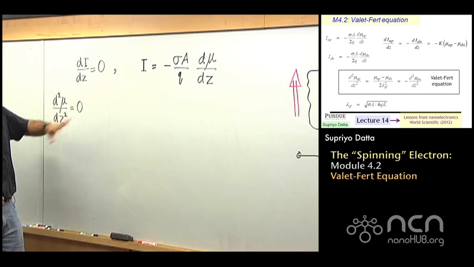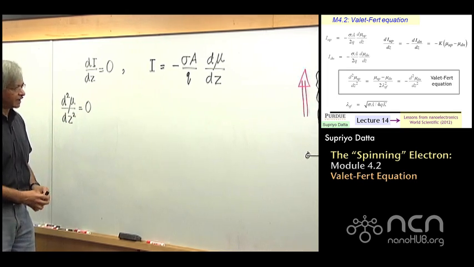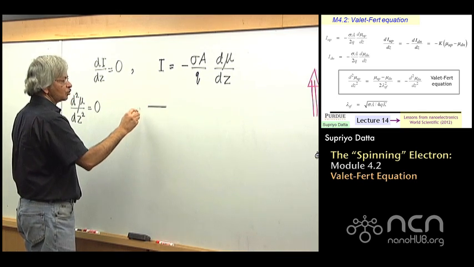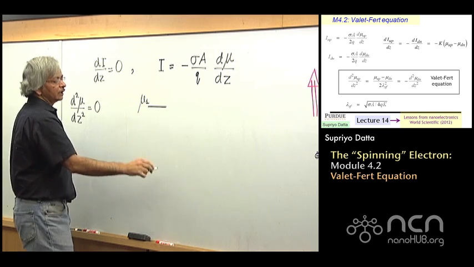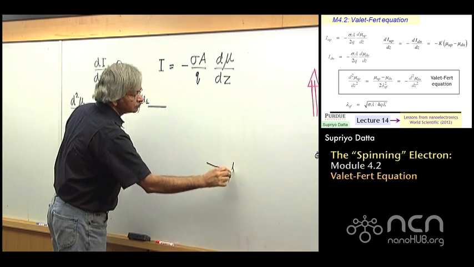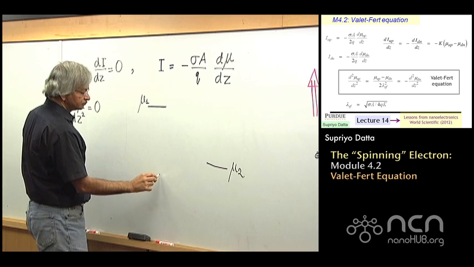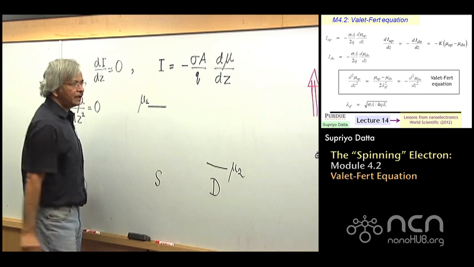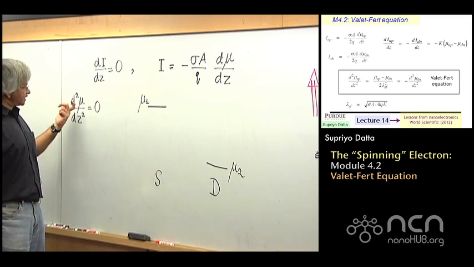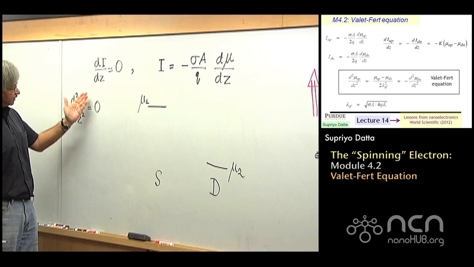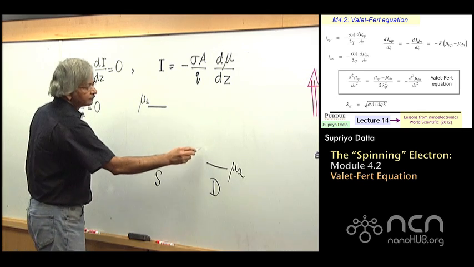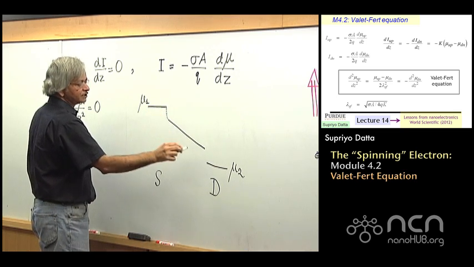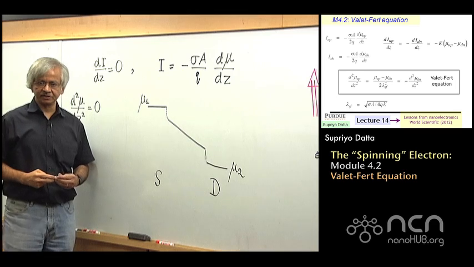If you try to plot this across the channel, you'd have something like this. You have one end of the channel, the source, where you have mu1, and another end, the drain, with mu2. Since the second derivative has to be 0, it means it will be linear across the channel. And as we discussed, near the ends you always have these drops because of the interface resistances.